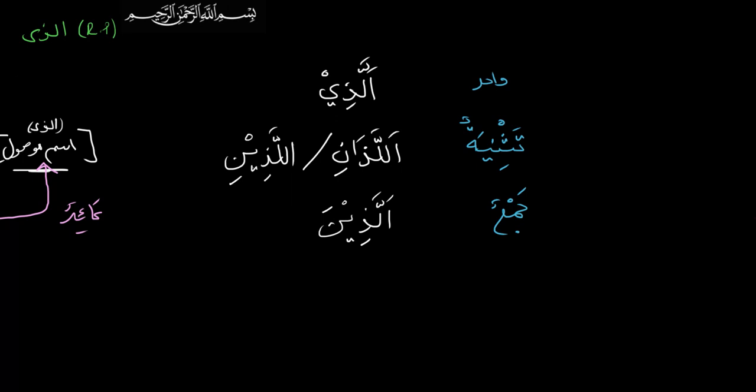I made a mistake here, and it's actually good I did that. Allazi, Allazani, Allazaini, Allazina. So this is dual. So this is in the state of rafa, and this is in the state of nasab and state of jar. Okay, so this is in a state of rafa.